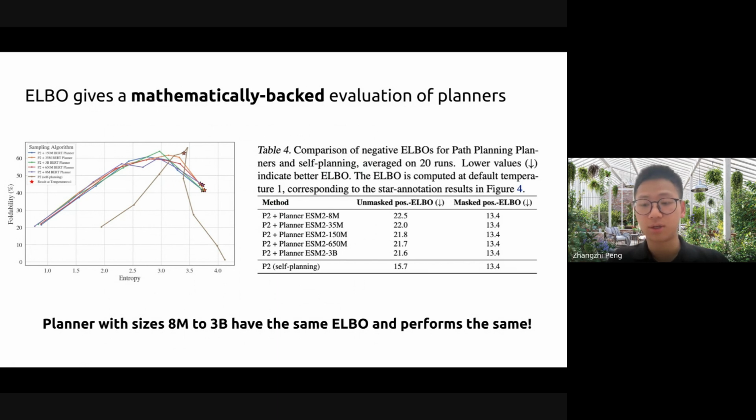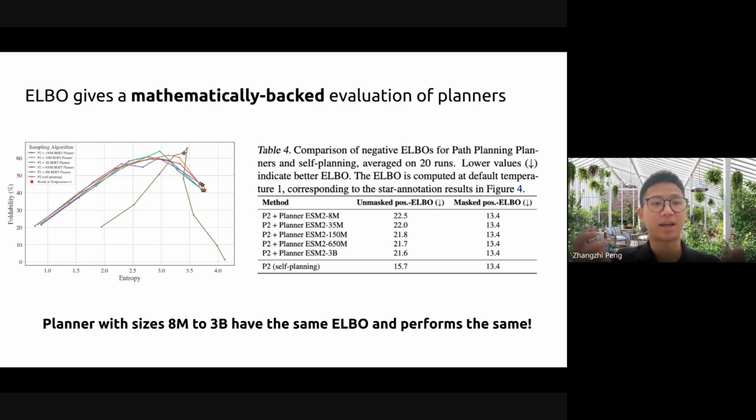Also, we want to talk about the ELBOs that we derived. So we have the three ELBOs for the planning, for the two planners and the denoiser, and then the ELBO can give us a mathematically backed evaluation of the planners, right? If a planner has a worse ELBO, which means this is probably a terrible planner that you don't want to use, right? So if you have all kinds of planners and you're wondering which planner you should use in practice for your task, what you should do is take a subset of your data, plug it into all of the planners you have, and then compute the ELBO and see which one is lower. And if you have a better ELBO for a planner, then you should stick with that planner.